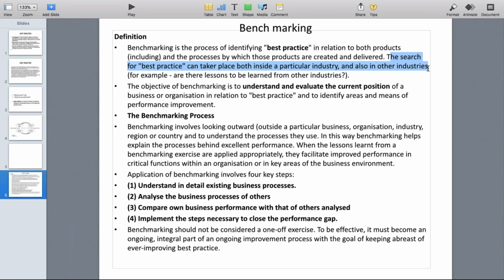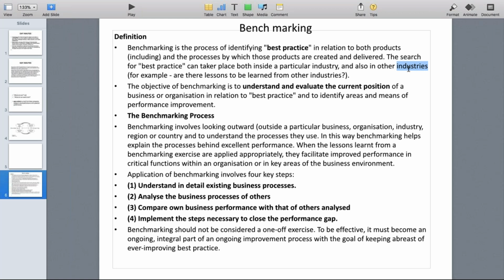You're trying to identify the gap where I'm lacking, and then fill the gap. And here they said, both inside a particular industry and also in other industries. Particular industry means a bank will compare with a bank, an insurance company will compare with an insurance company. Other industries means, what happened is the trend has changed now.